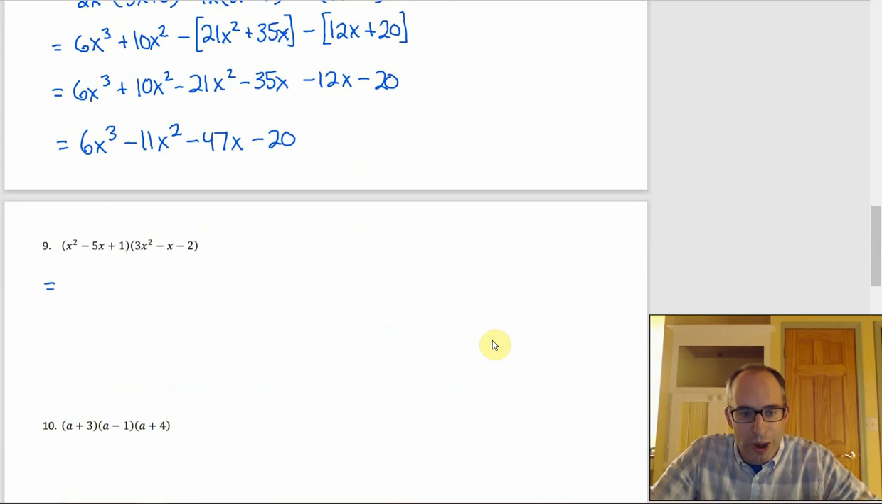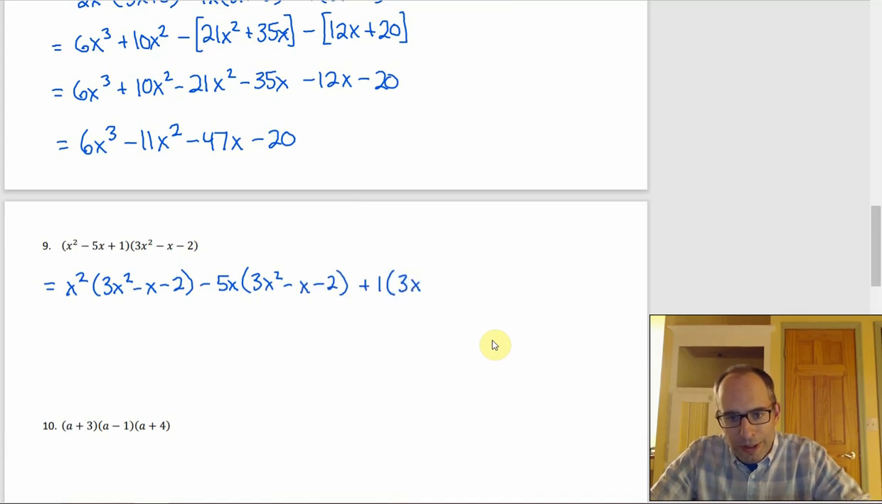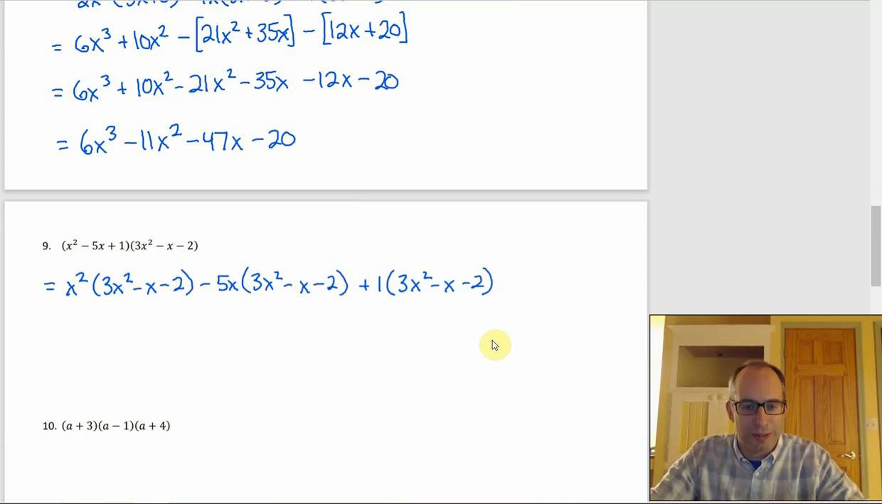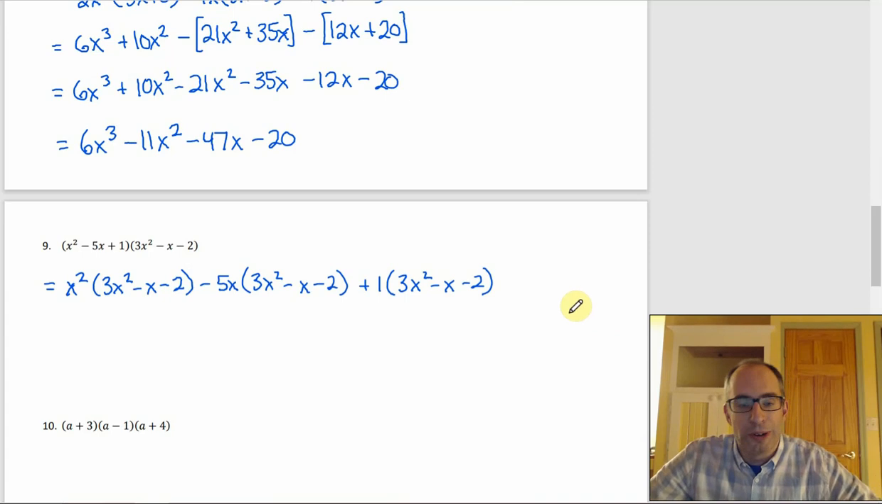You could do it whichever way you want, but I'm going to distribute the 3x squared minus x minus 2 through this one and say this will be x squared times 3x squared minus x minus 2, and then minus 5x times 3x squared minus x minus 2, and then plus 1 times 3x squared minus x minus 2. And I kind of went this way because I knew I was going to get that 1 times this other polynomial. So this part down here, you don't really have to do anything, right? You're multiplying by 1. And if you wanted to distribute the other way, if you're used to always distributing the first polynomial through the second no matter what, that's fine. It'll work, but I guess some of the intermediate steps will look different.